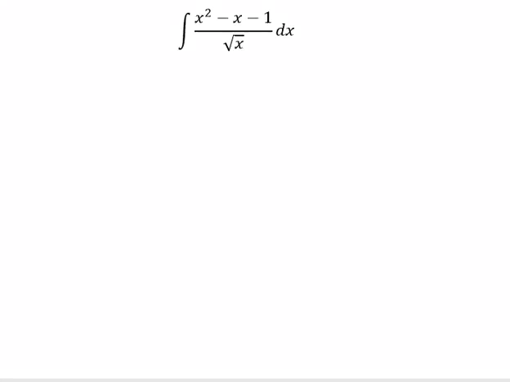Hello everybody, so today I will talk about calculus. The topic today is about the integral. So I will show you the technique how to answer the question.